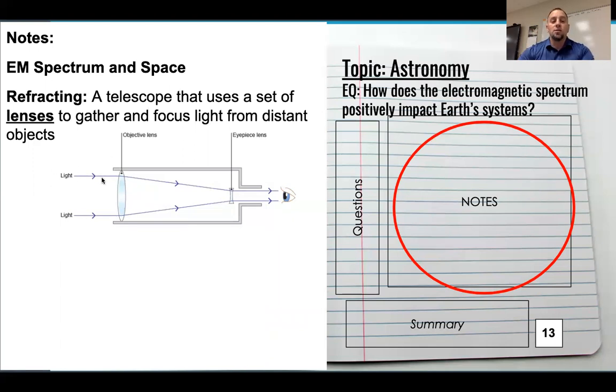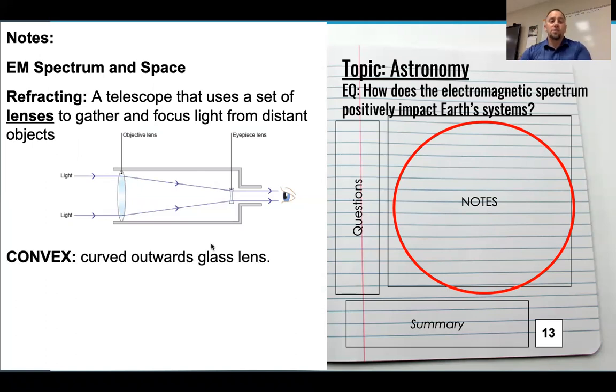The light comes in, hits the objective lens, and it refracts or bends the light. Remember refraction and reflection? We can reflect light and we can refract it or bend it, meaning it will go through whatever medium it's traveling through. So it bends the light, and then it hits the eyepiece lens to then focus it for us to be able to see.